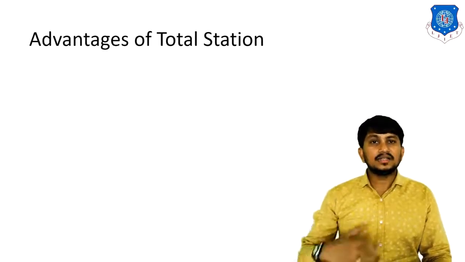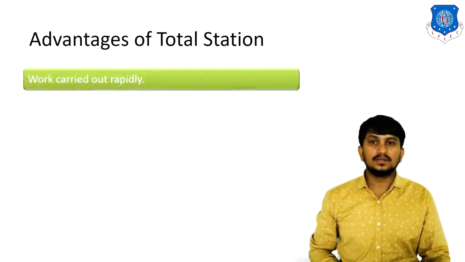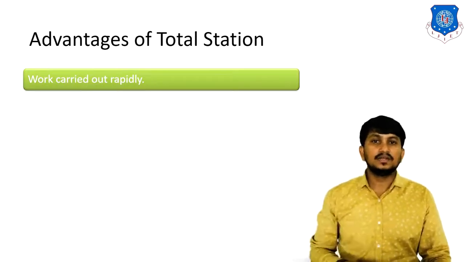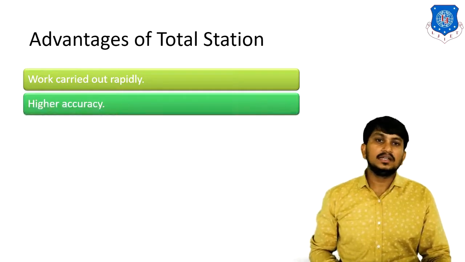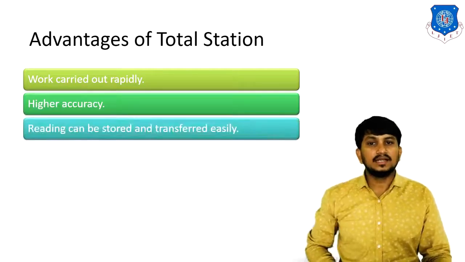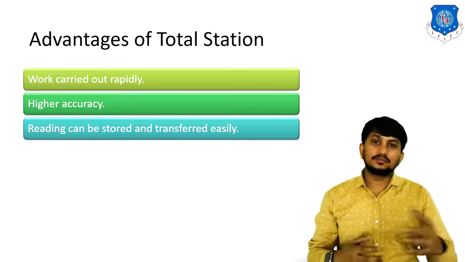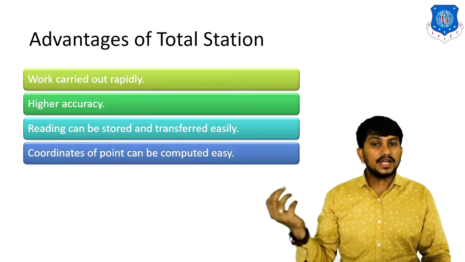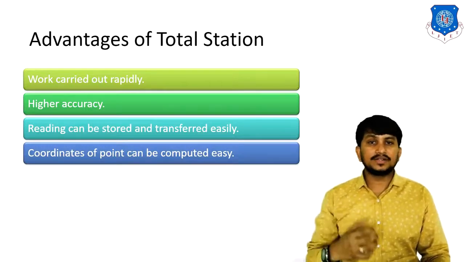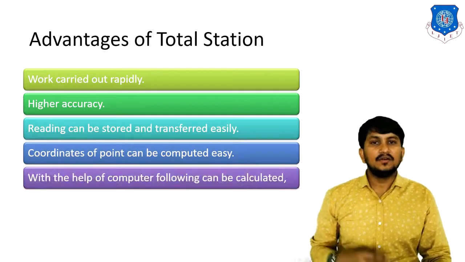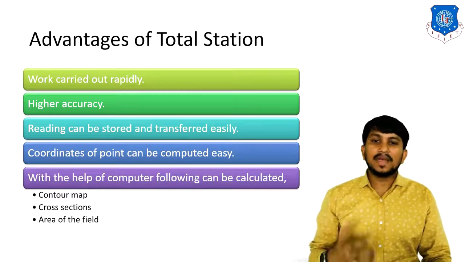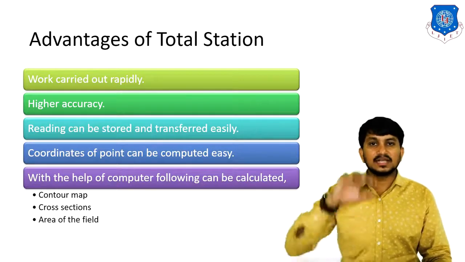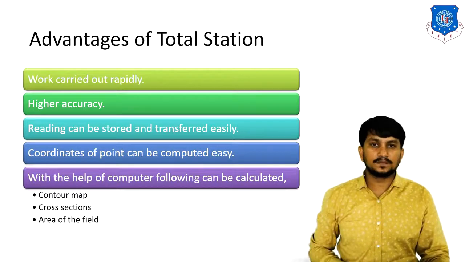Now let's see the various advantages of the total station. First advantage, the work carried out by the total station is rapid. Its accuracy is high. Readings can be stored and transferred to the computer easily with the help of data cables. Coordinates of points can be calculated easily, and with the help of a computer you can easily prepare a contour map, cross sections of roads and area of the field. These are the various advantages of the total station.